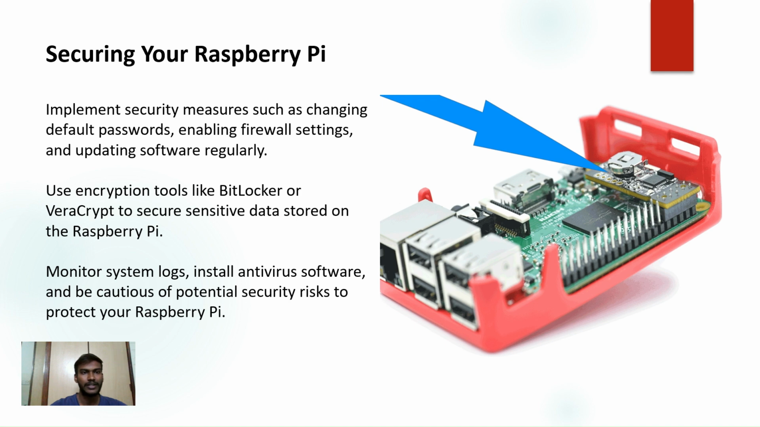Then we'll see securing your Raspberry Pi. Implement security measures such as changing default passwords, enabling firewall settings, and updating software regularly. Use encryption tools like BitLocker or VeraCrypt to secure sensitive data stored on the Raspberry Pi. Monitor system logs, install antivirus software, and be cautious of potential security risks to protect your Raspberry Pi.